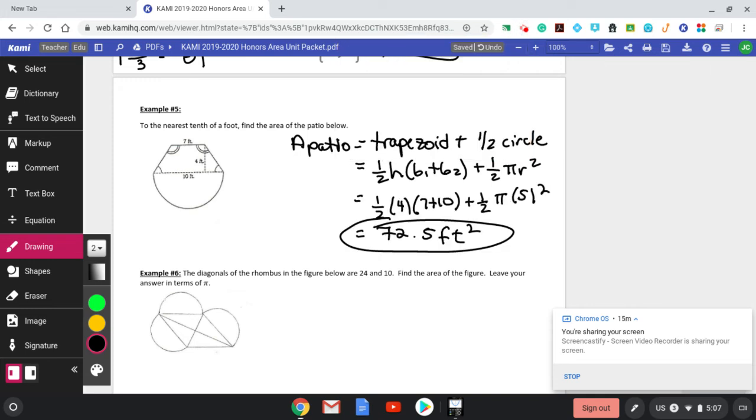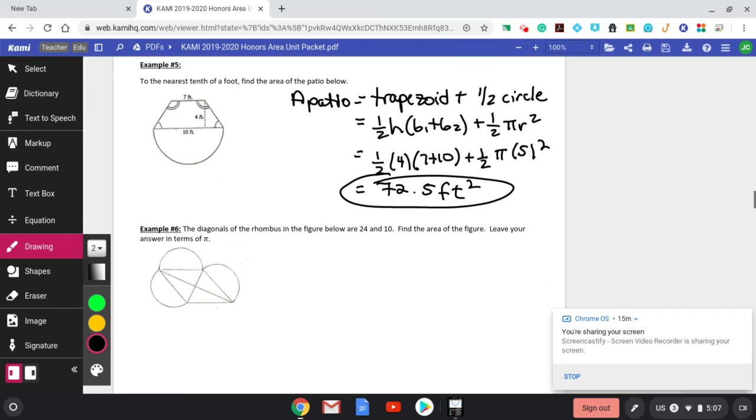Okay, everyone, we should end up with 72.5 square feet. All right, the trapezoid, everything was given to you. The 2 bases are given and the height's given. And then for the circle, you just had to cut 10, which was the diameter, in half and get 5 squared. All right, so that's what we ended up with, 72.5 square feet. All right, moving along.